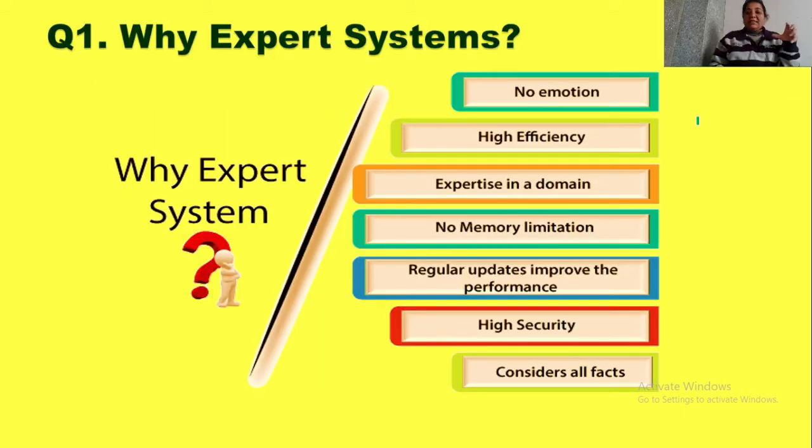So why must expert systems be used? What are their basic characteristics? They have no emotions, whereas normal human beings might get confused by their emotions when doing a particular task in the organization. It has high efficiency in doing its work, and expertise in a particular domain, because expert systems are developed for a particular domain only. Again, it has no memory limitation while using any expert system.